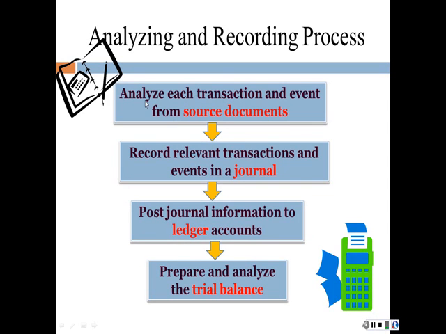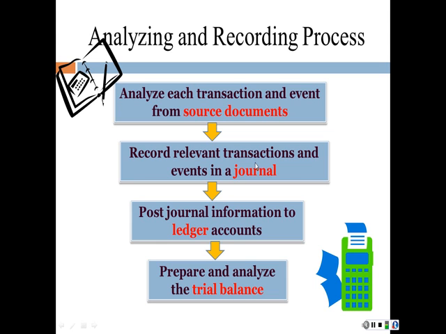The first thing we do is analyze the transaction through source documents. Source documents tell us about the fact that a transaction has taken place. Examples of source documents are invoices, bills, some type of purchase order, things like that. From those source documents, we know that a transaction has taken place, and so the first place that transaction will get recorded is in a journal.